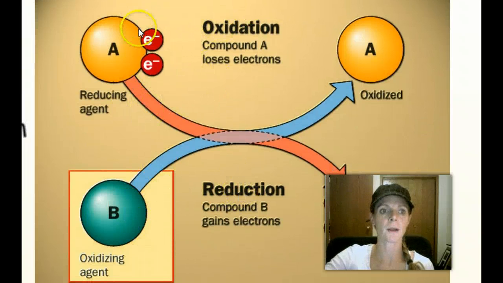Here's just a diagram of what oxidation versus reduction looks like. Okay, so you have what we call a reducing agent, and remember, in oxidation, a compound loses electrons. Once this agent or molecule A has lost electrons, that's oxidized. The oxidizing agent here, remember in reduction you gain electrons. So when you see this molecule now, you have 2 extra electrons.